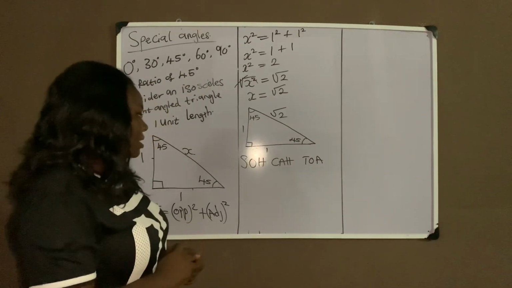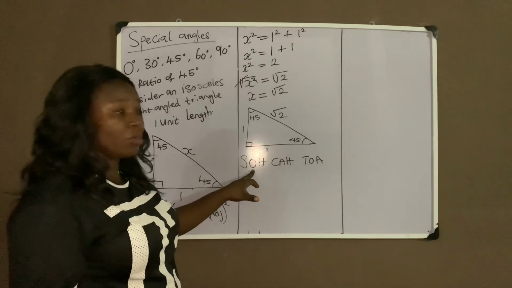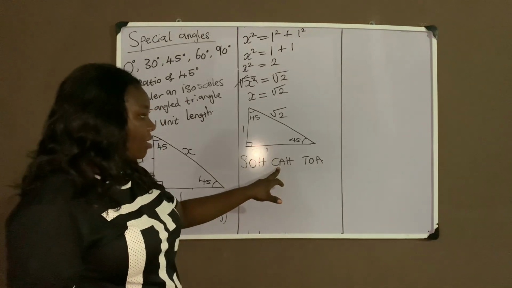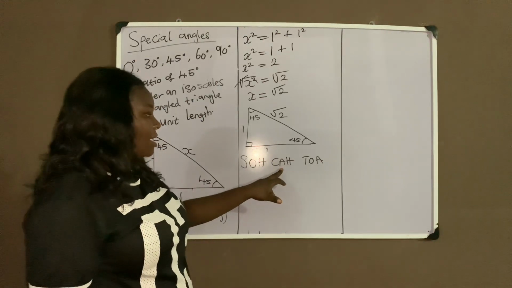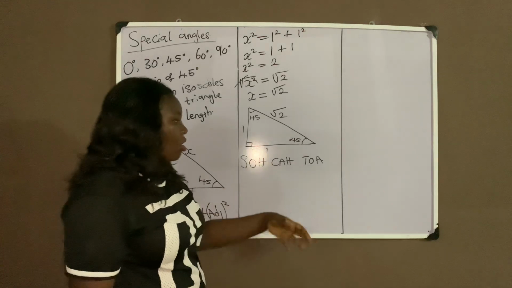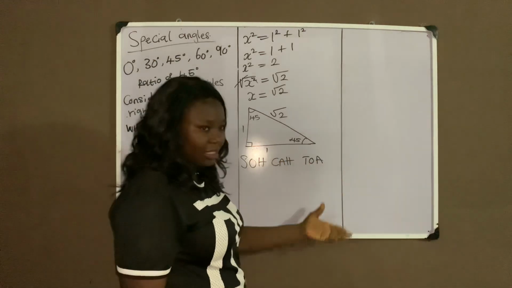Now, this means that the sine of an angle is equal to the ratio of what? Opposite and hypotenuse. Then the cosine of an angle is the ratio of adjacent and hypotenuse, and the tangent of an angle is the ratio of opposite and adjacent.